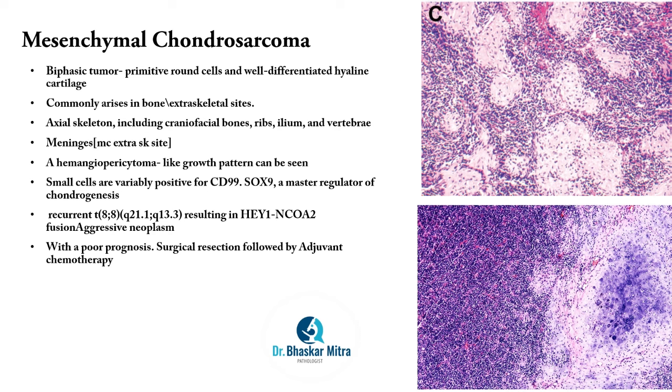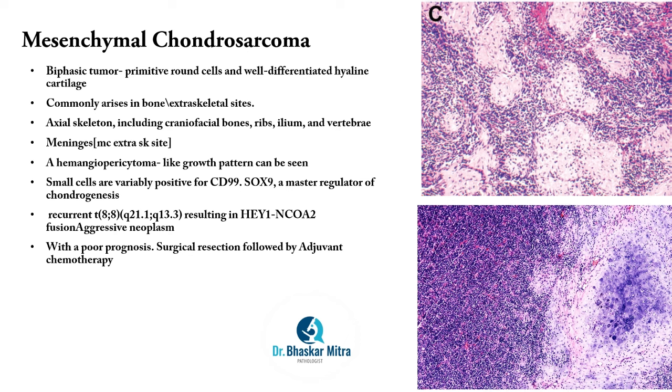Next, if we see a tumor with an undifferentiated component along with globules of cartilage, then we have to think of mesenchymal chondrosarcoma. It is a biphasic tumor having primitive round cells and well differentiated hyaline cartilage at places. They mainly arise from bone and even in extraskeletal tissues. The meninges are one of the important areas. They may show a hemangiopericytomatous-like growth pattern.